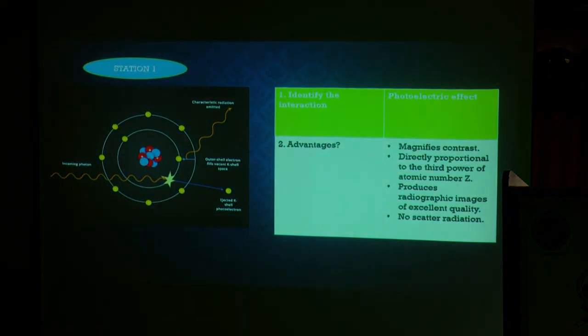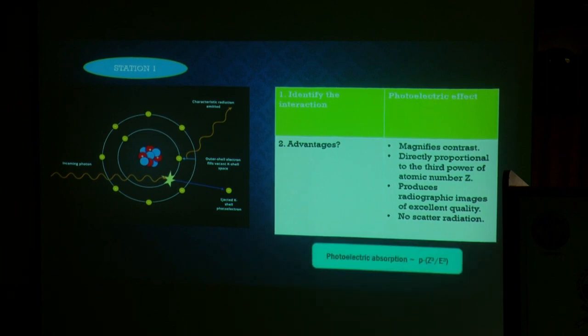What are the advantages of photoelectric effect compared to Compton scattering? Here it magnifies contrast, there is no scatter radiation, and it is directly proportional to the atomic number Z. So we have to know one important formula for photoelectric effect. Photoelectric absorption is directly proportional to the atomic number cubed, that is Z cubed, and inversely proportional to energy E cubed. So as the atomic number of the substance increases, the photoelectric effect also increases to the cube. So P is directly proportional to Z cubed.